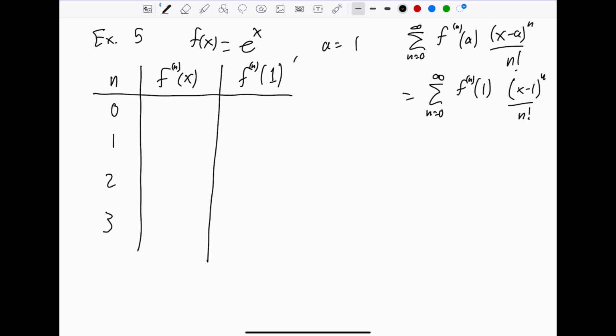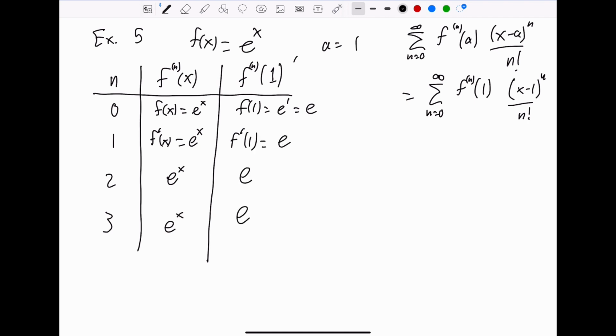So the 0th derivative, well, that's just the function itself, e to the x. And again, we're just taking derivatives of e to the x. So the derivative of e to the x is always e to the x. We get e to the x every single time. Now let's plug in 1. Well, f of 1 is e to the 1, which is e. And then f prime of 1 is e to the first, again e. We get e every single time. So the nth derivative at 1 is always just e. Let's just write that down. The nth derivative when x equals 1 will always equal e.